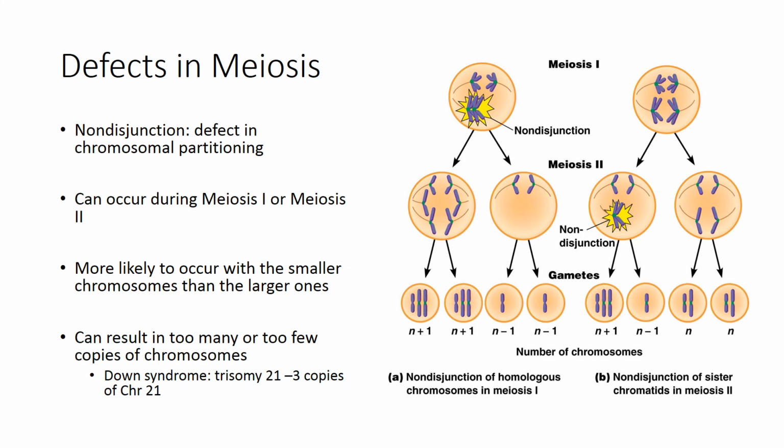Good example of this, Down syndrome, trisomy 21, that's when you have 3 copies of chromosome 21. So, for example, if this is an egg with 2 copies of chromosome 21, and it joined with a sperm that had 1 copy of chromosome 21, now you've got 3 in that baby.